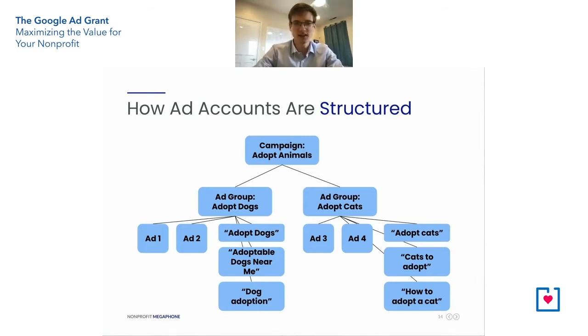The reason for that is that if someone Googles adopt a dog and your ad says adopt a dog, find your adoptable dog today or something like that, people's brains subconsciously think, oh, that's exactly what I was looking for. And they'll click on it because they think this is going to answer my question and give me what I want. And someone who is searching for cats does not want to see an ad about dogs. They want to see an ad about cats and so forth.